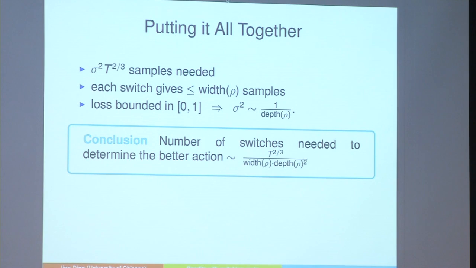Okay, so if we put all of these things together, basically either you suffer by going through a lot of switches, or you suffer by not being able to tell which one is the better action. If you're optimizing over the epsilon, you get the lower bound of t to the 2/3 over log t or log square of t, I can't remember.